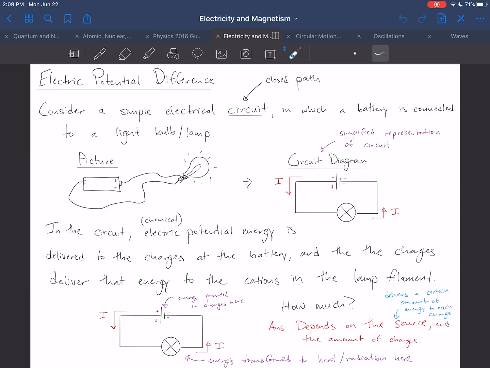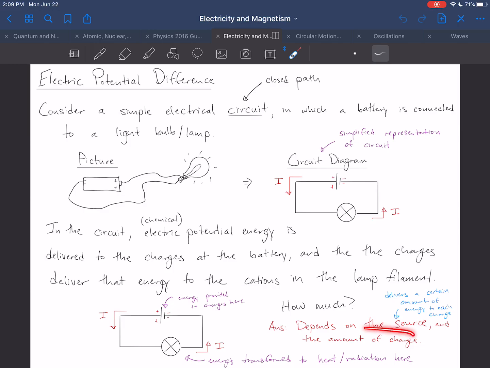So the electric potential energy is provided to the charges in the battery and then transformed to heat and radiation in the lamp. But we can ask ourselves how much, and that's a really important key question. How much energy ends up delivered to the charges? And the answer is, it depends on the source. So what is the nature of the battery? And it also depends on the amount of charge. So the source is going to deliver a certain amount of electric potential energy to each charge.